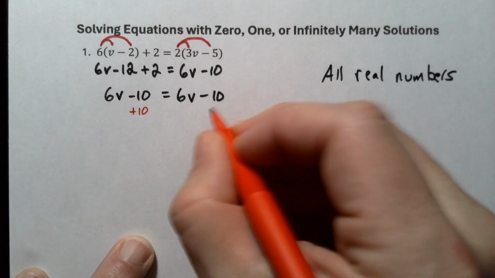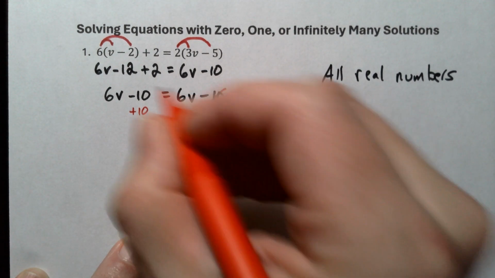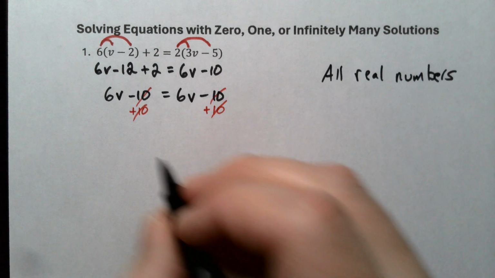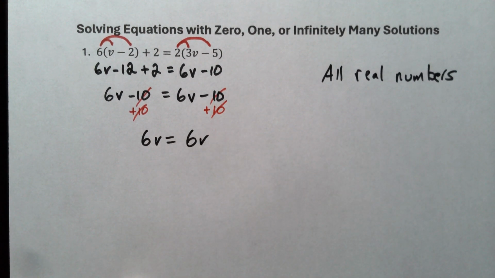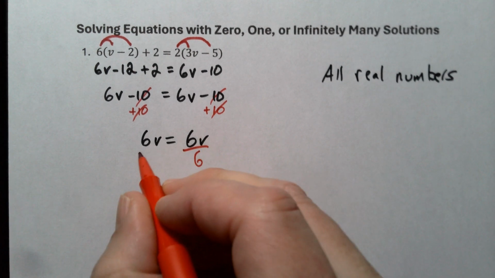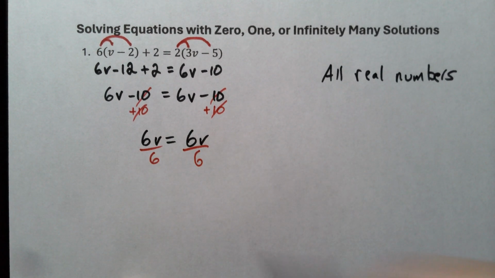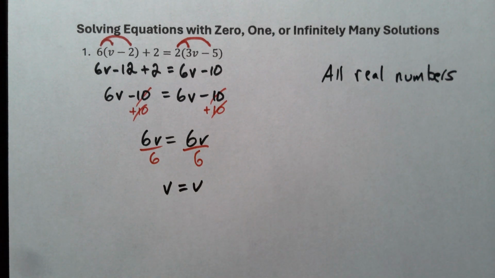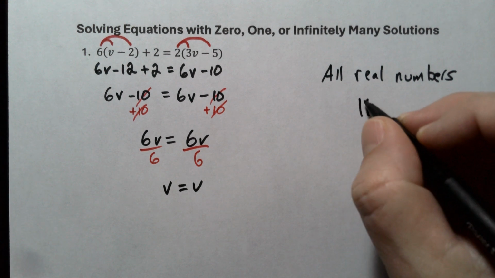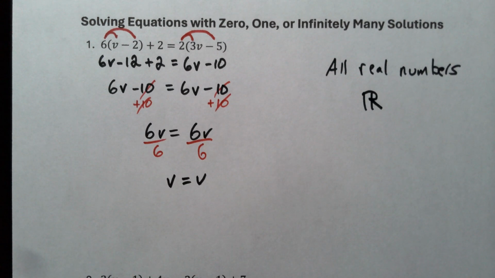So if I add the 10 to both sides, they'll both cancel. So that will give me 6v is equal to 6v. And if I divided the 6 on both sides, that would give me v equals v. And that's about as simplified as I can get that. And you can see that no matter what you plug in, this is always going to be true. So you could pick any v, any real number for v, and it would be true. Another way of writing that is an R with an extra line. Okay, let's go ahead and take a look at the next problem.